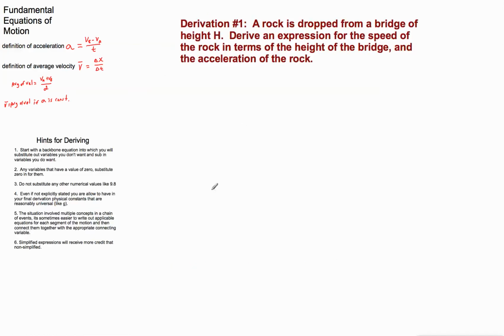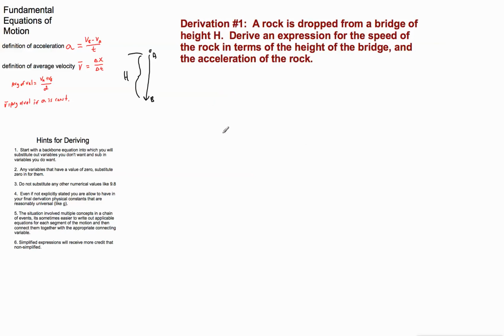All right, so our first derivation is this. We have a rock that's dropped from a bridge from a height h. So here's our bridge. We have a rock, and this height here is h, and the rock goes from there down to the water. Let's call that point A and that point B. All right, and we want to derive an expression for the speed of the rock in terms of the height of the bridge and the acceleration of the rock.